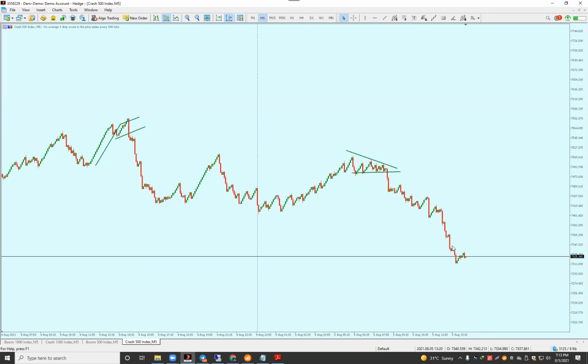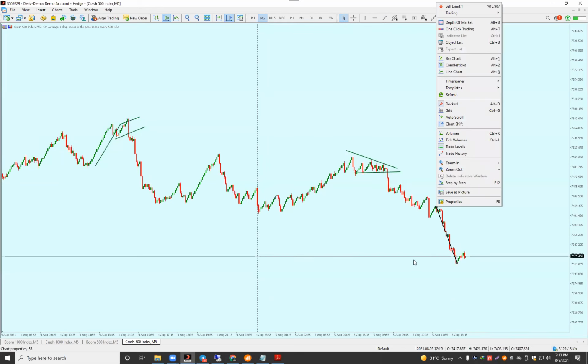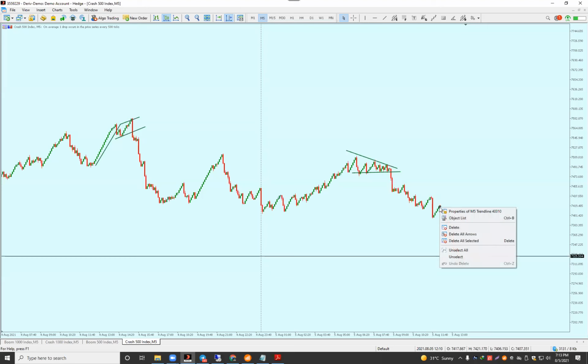So here the market is moving down, right? What will happen? Which pattern is expected now? Price is moving down here, and now it's moving to the upward side. Which pattern is possible here? It can be a flag, right?